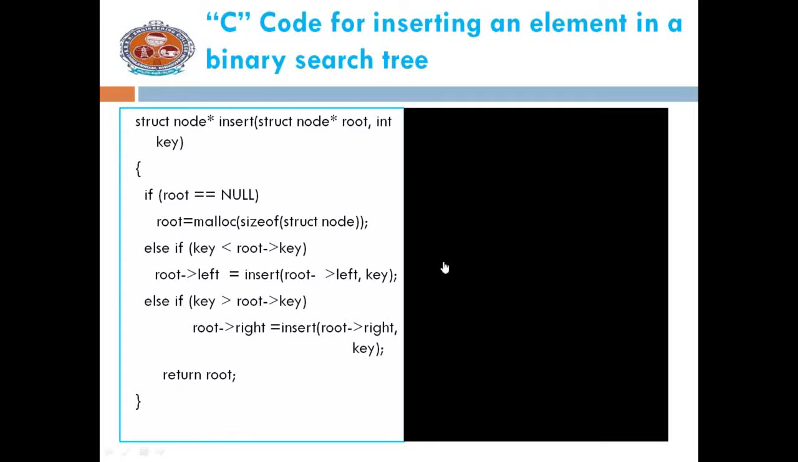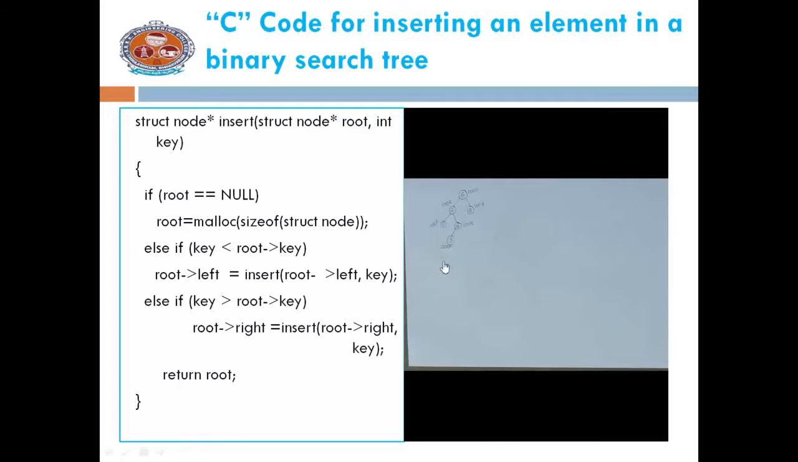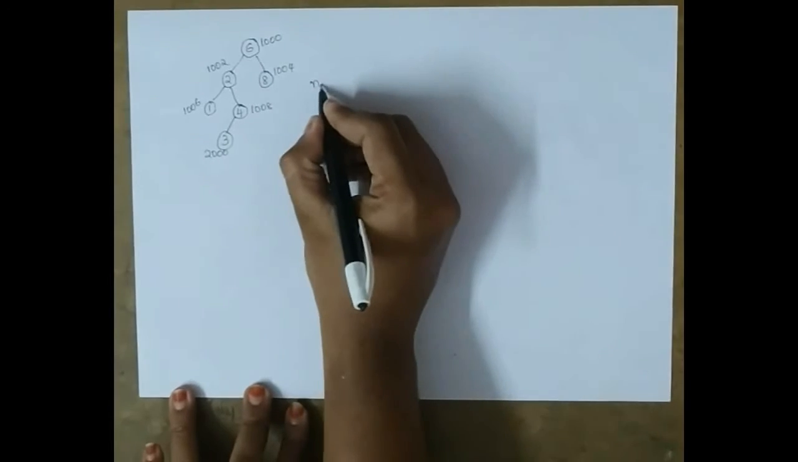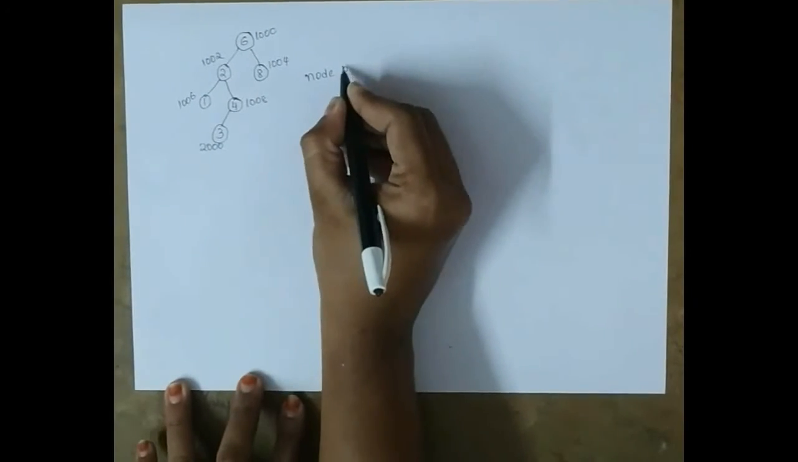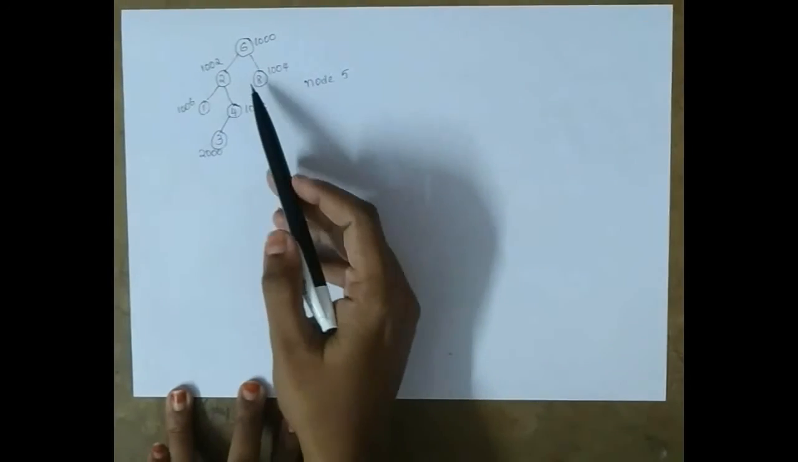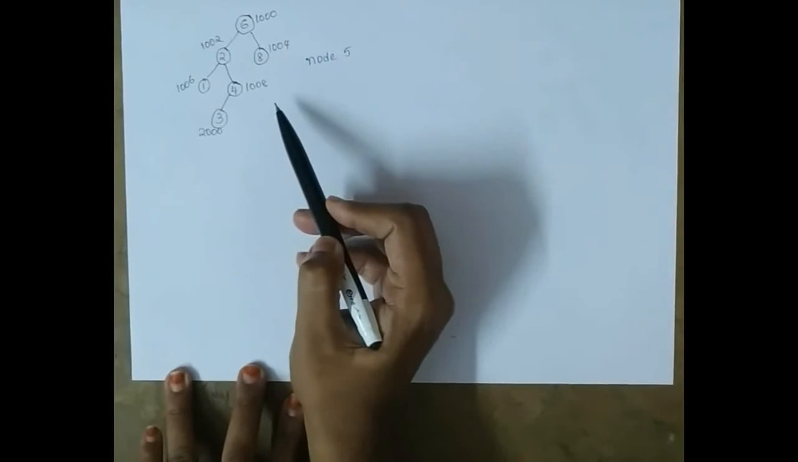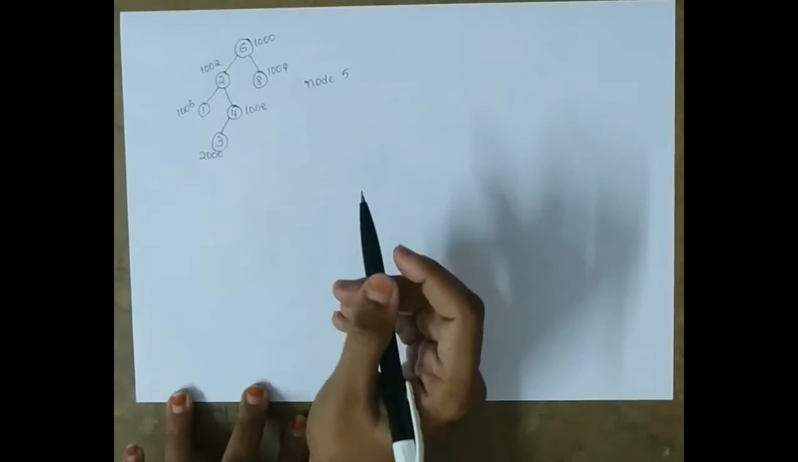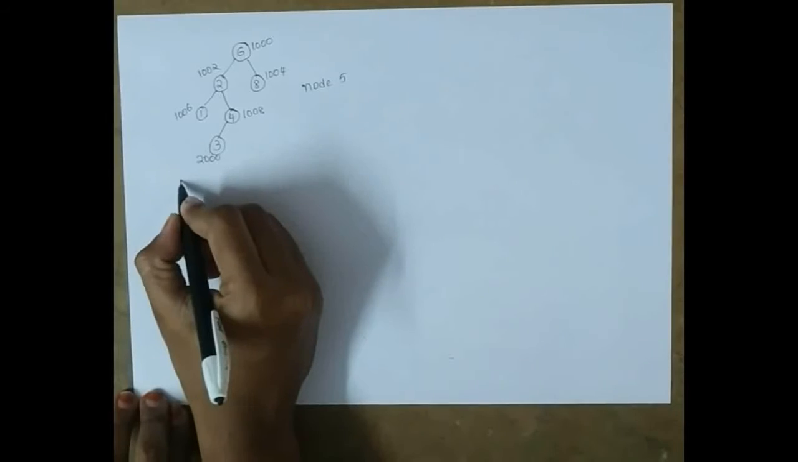Here is a video that explains how the insertion operation takes place and how the recursion takes place. Let us now see how to insert a new node into the existing binary tree. I want to insert node 5 into the existing tree. So you have to find the appropriate location where you want to insert node 5. So I am invoking the insert function here.